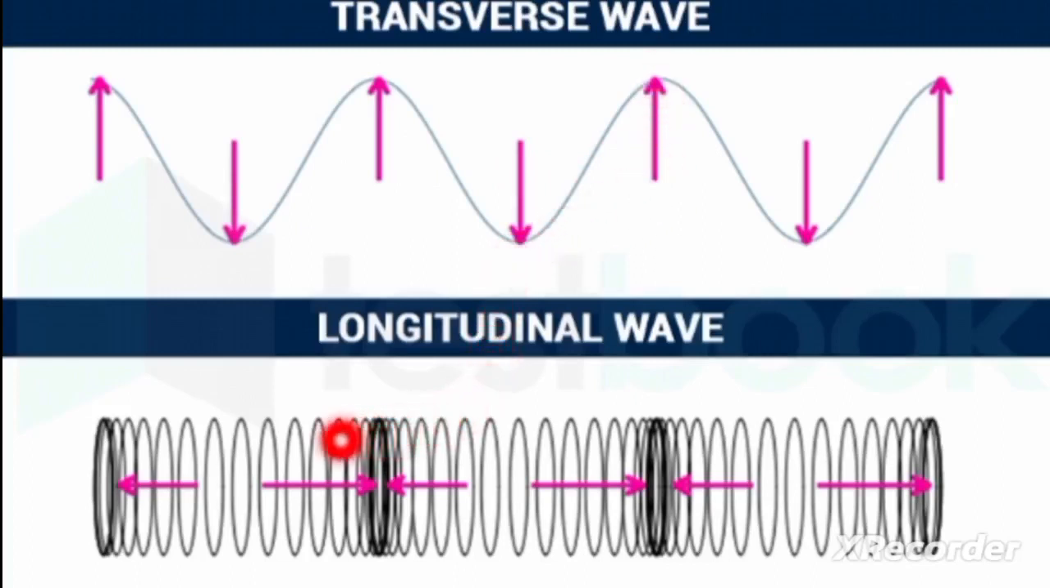Then we have a longitudinal wave here. We can see that the particles are moving parallel to the direction of the wave. Here we can see that the waves are spaced out, and this region is called rarefaction. This one is called compression. Where waves are squeezed together is called compression, and where waves are spaced out is called rarefaction.